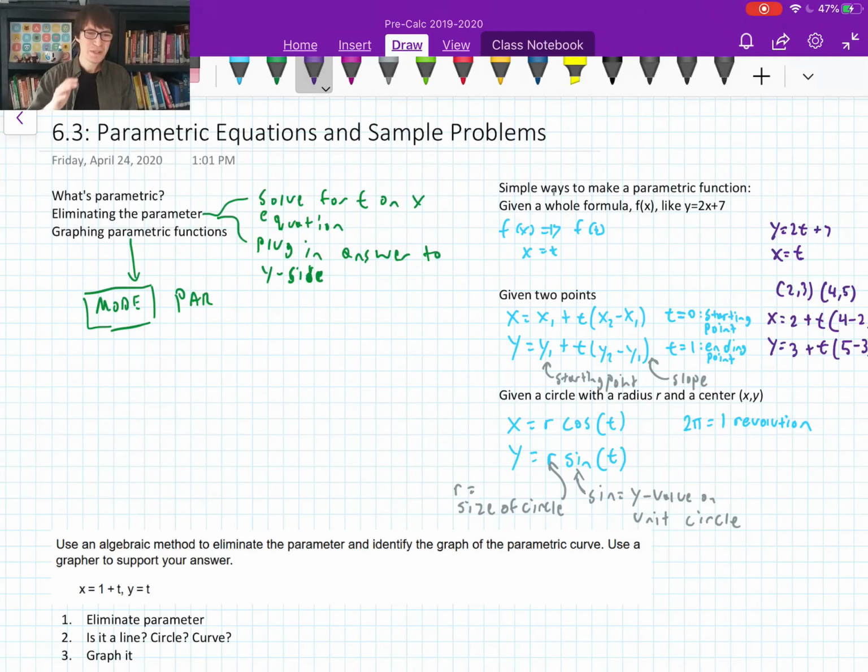Hey everyone. So up to this point, we've been talking about vectors and what vectors look like and how you can use them and different ways to combine and transform vectors. And all that's well and good.